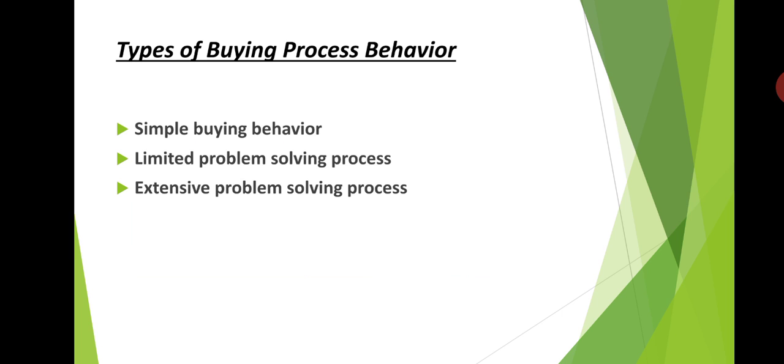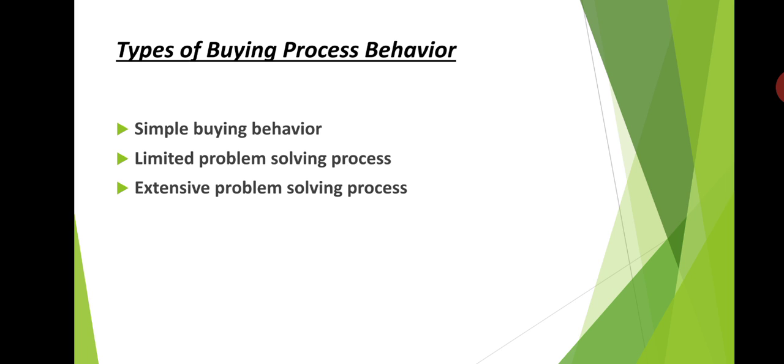There are different types of buying behavior: simple buying process, limited problem solving process and extensive problem solving process. Let us discuss one by one. Simple buying process. This type of behavior occurs when consumers are buying low cost goods of everyday use like milk, soaps, toothpaste, groceries, etc., which are frequently purchased by consumers, right?